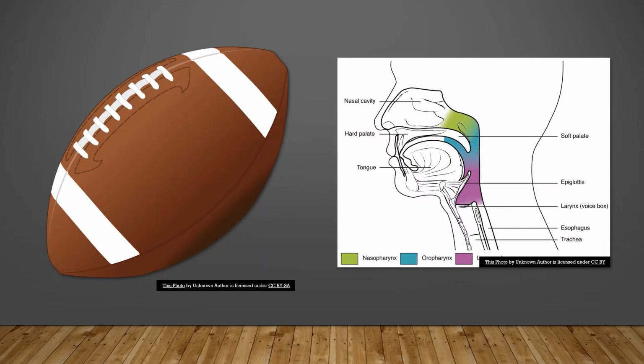The next step in ingestion is swallowing. The food is formed into a small ball called a bolus. This looks similar to the shape of a football, and it is then pushed to the back of the mouth by the tongue. Involuntary muscle contractions in the pharynx then push the bolus down towards the esophagus. This swallowing reflex takes about 1 to 3 seconds to perform.